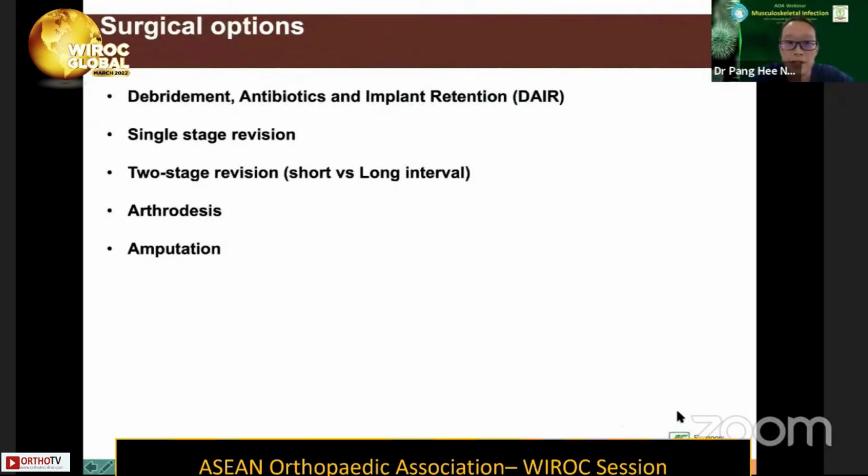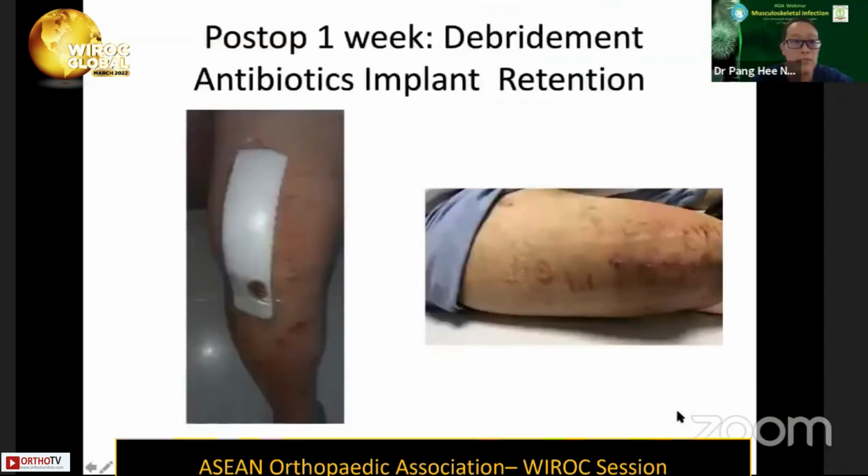After the investigations, we move on to the treatment modality. So there are 5 surgical options: debridement, antibiotics, and implant retention; single-stage revision; 2-stage revision; arthrodesis; and amputation. Okay. So, for example, a patient who is suitable for debridement, antibiotics, and implant retention will be this patient with a persistently discharging wound 1 week post-op. Okay, so you must be very aggressive with wound discharges. If it's still discharging by 1 week, spare no attempts to debride it and send for cultures.